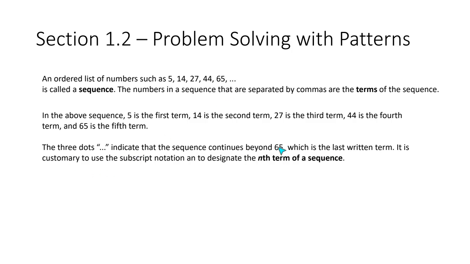And so again, that's where the third statement here says it's going to go beyond 65. In the above sequence, 5 is the first term, 14 is the second term, and so on. Since we don't know where the sequence is going to stop, we can call it the nth term, to represent that we could stop at the 80th term or the 90th term, or it could keep going.